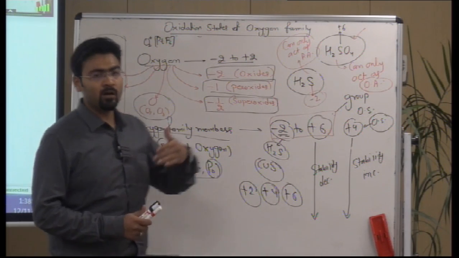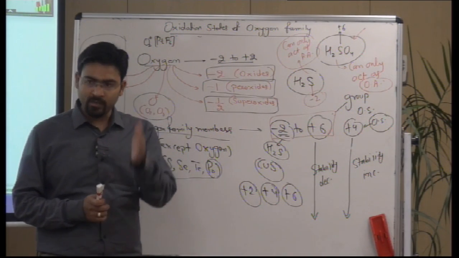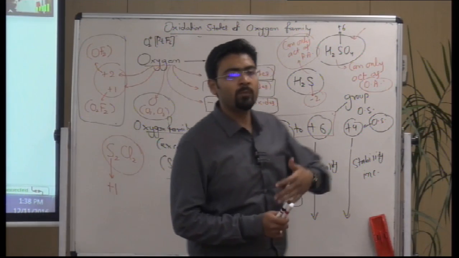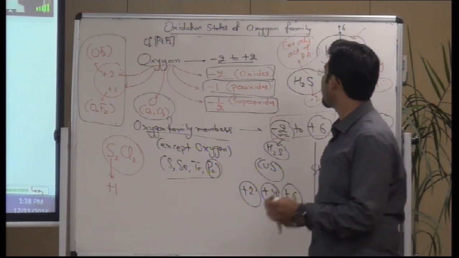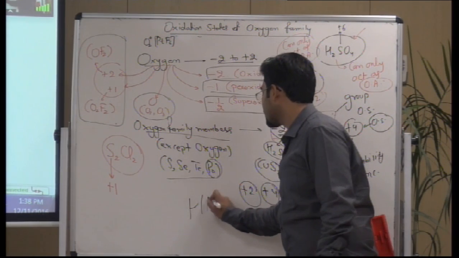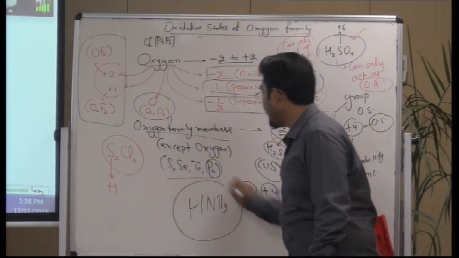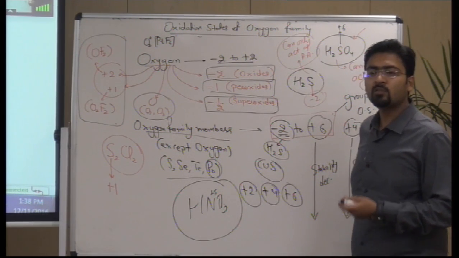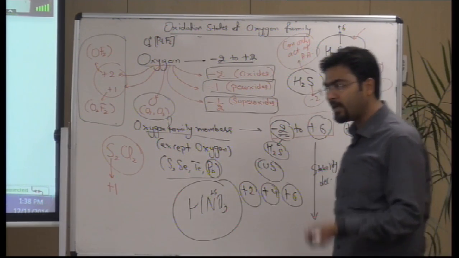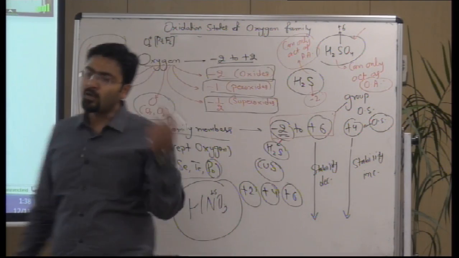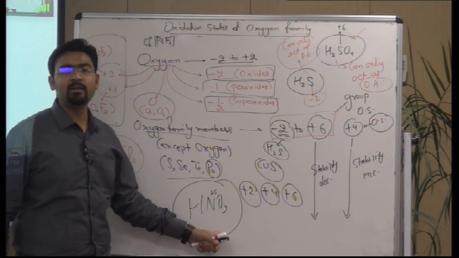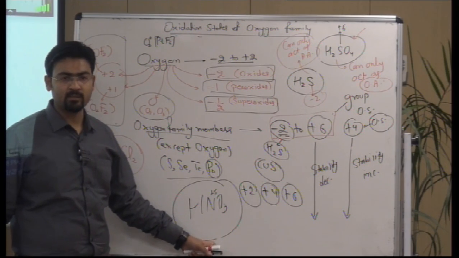Any compound of them in which the element is present in a higher oxidation state, like +5, will function as an oxidizing agent. For example, HNO3. In nitric acid, nitrogen is present in +5 oxidation state. It's a strongly electronegative element present in a very high oxidation state, and cannot function as a reducing agent at all, can only function as an oxidizing agent, and it does function as a powerful oxidizing agent, right?